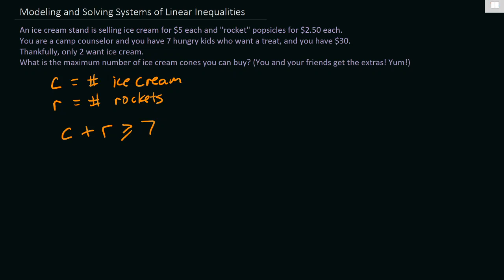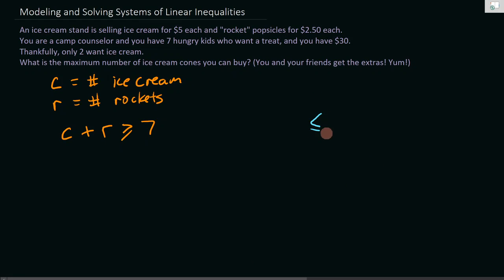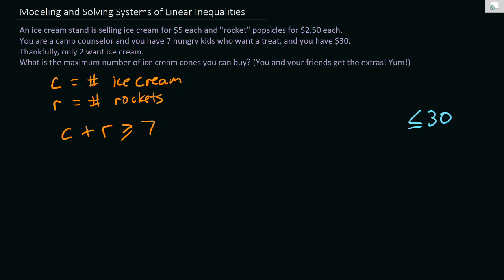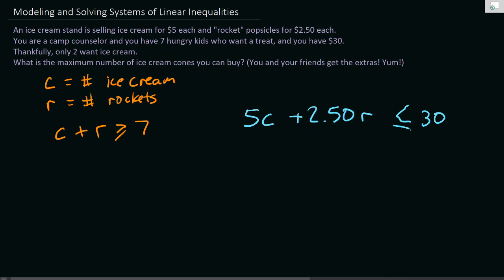And then we're going to get a second inequality for money. So you have $30 to spend. So the right-hand side, how much you can spend, has to be less than or equal to 30. But what's your left-hand side going to be? How are you going to get to this number? You're going to do it based on your number of rockets you buy for $2.50 each, and your number of ice cream cones you buy for $5 each. So 5 times your number of ice cream plus $2.50 times your number of rockets has to be less than or equal to the amount of money that you have.